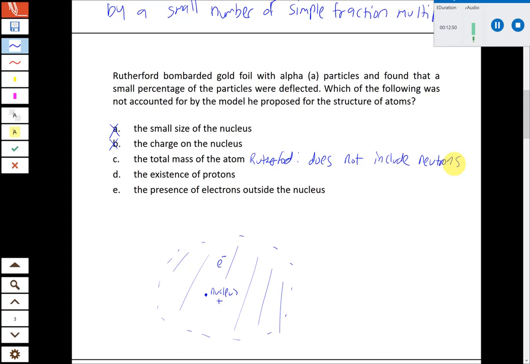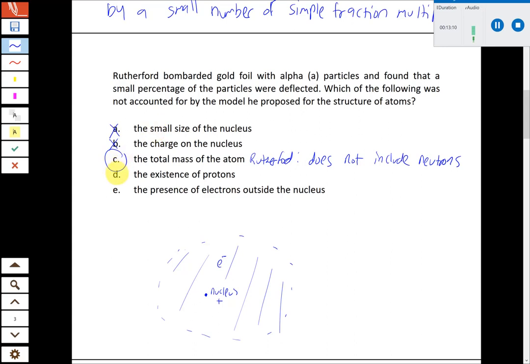So this one, I believe, is going to be our correct answer, because Rutherford's model, while it said that almost all of the mass in the atom was in the center, in the nucleus, didn't specifically say what that mass was. It didn't know that there were neutrons that also contributed to the mass. So that one's going to be the one that's not accounted for by the model proposed by Rutherford.